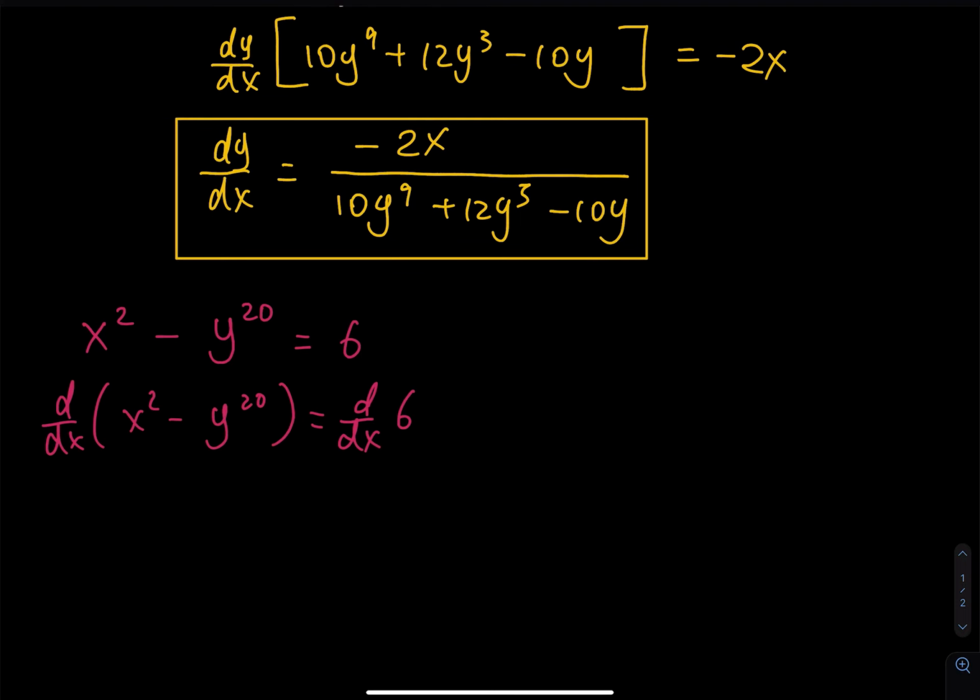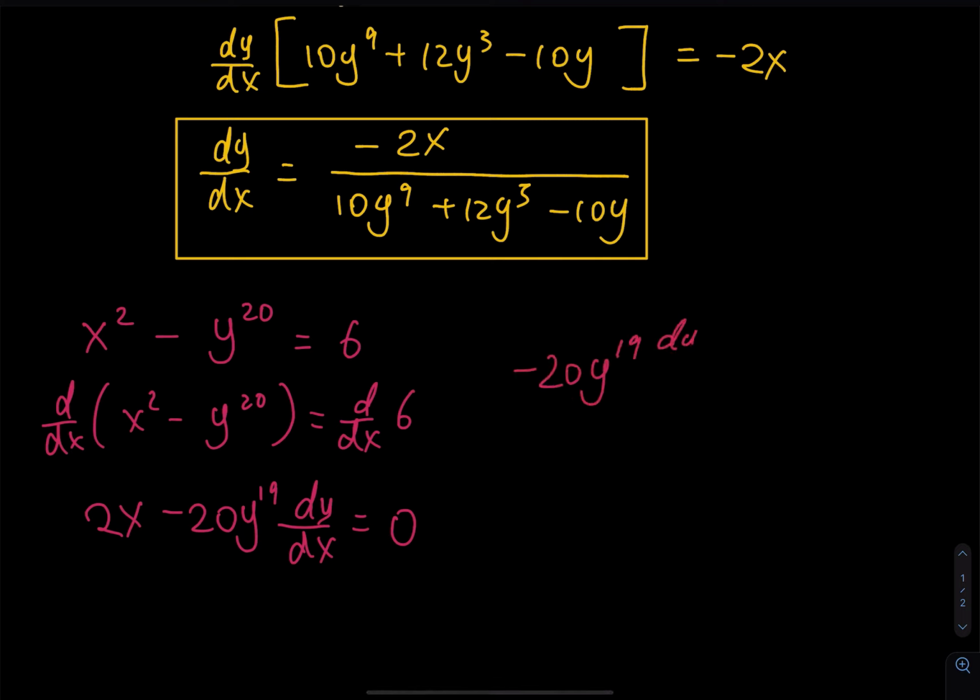So the first term has x only, right? So you have a 2x. And then the second term, you bring the 20 down, and then y to the 19. Since this is a y, and we are doing this with respect to x, we mark this with a dy dx, and then the derivative of 6 is equal to 0. And then you toss the negative 2x to the other side, so you have negative 20y to the 19 times dy dx equals negative 2x, right? So the negative sides got cancelled.